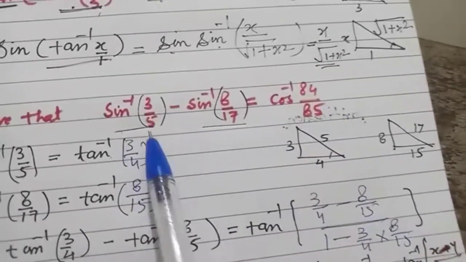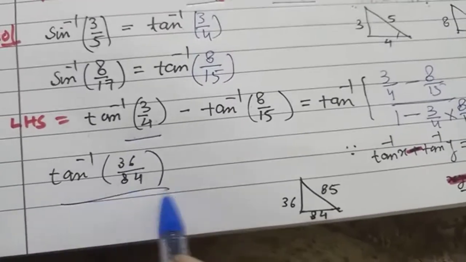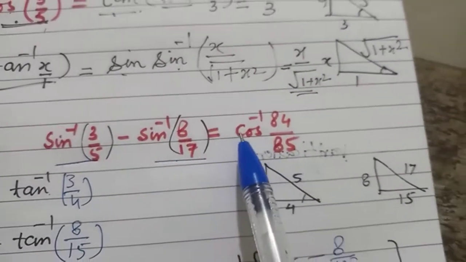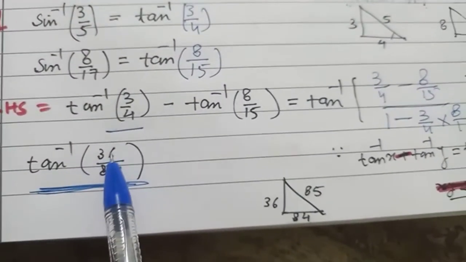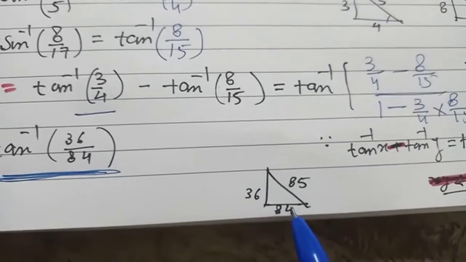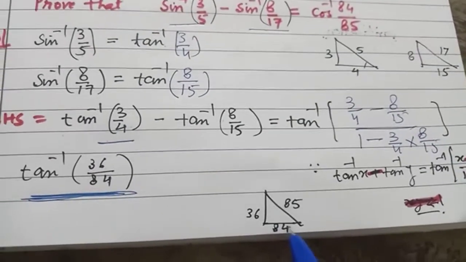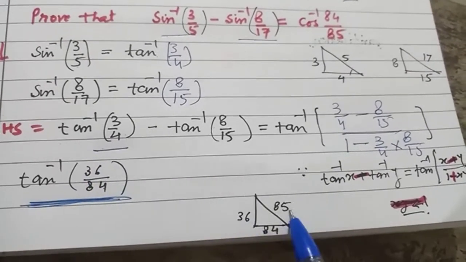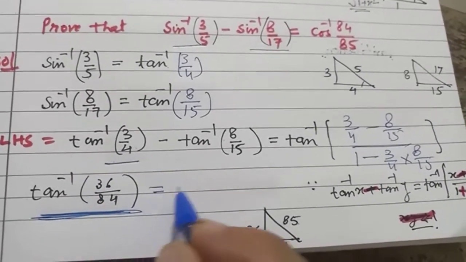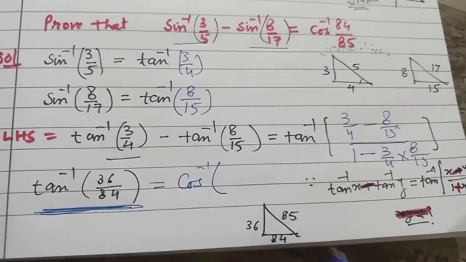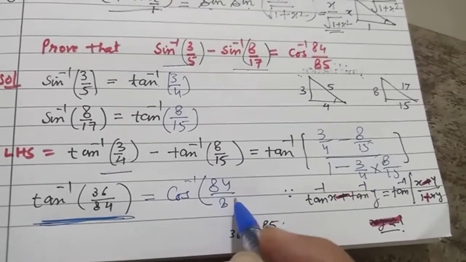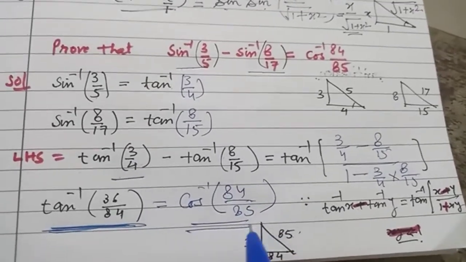Now we got the answer in terms of tan inverse. But here the proof was to be done in terms of cos inverse. So we know how to convert tan into cos inverse. Make a right angle triangle. And what do you do? Tan is perpendicular upon base. This side is 85. So the answer is going to be cos inverse base over hypotenuse, that is 84 by 85. This is how we can get the answer.